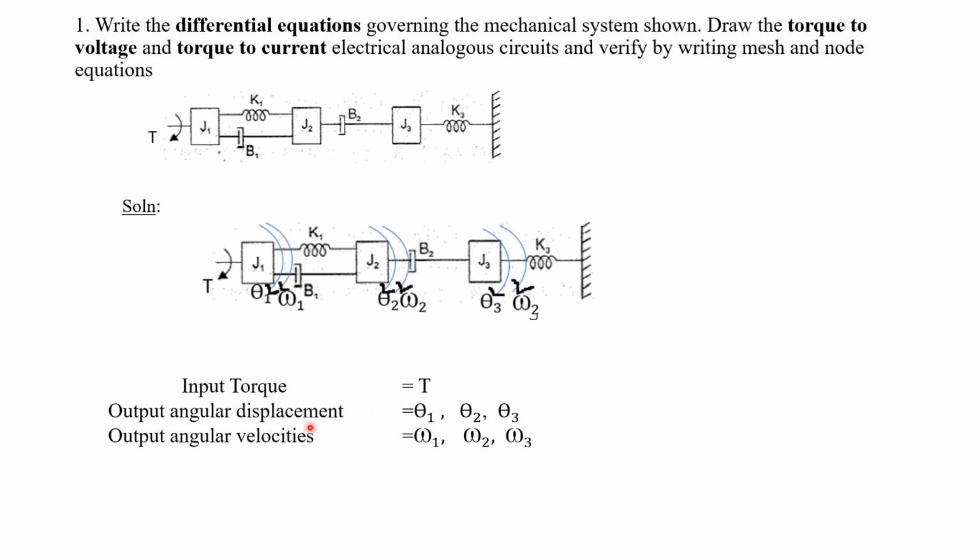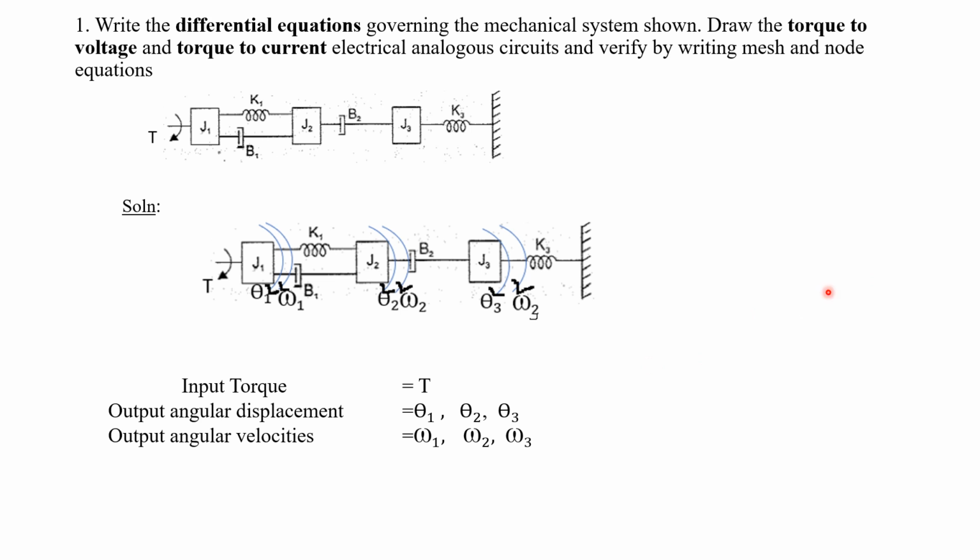Now what about the output displacements? For each and every reference element, the output displacements will be theta 1, theta 2 as well as theta 3. And the corresponding output velocities are omega 1, omega 2 as well as omega 3. Now this is similar to the electrical analogous of the mechanical translational system. Only there will be changes in the input as well as output.